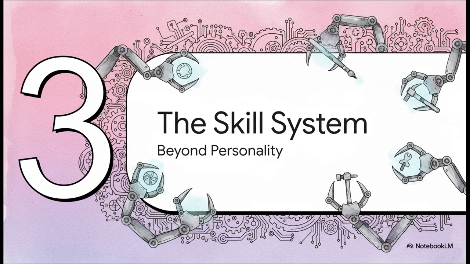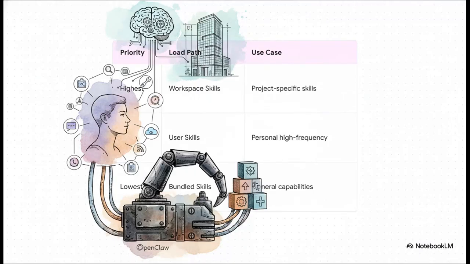Now let's talk about what it can actually do. And that is where the OpenClaw skill system comes into play. Skills are basically add-ons that give your agent new powers, and they load in a really logical order. At the bottom, you have the bundled skills that come with OpenClaw. Then you've got your personal user skills that are always available. And right at the top with the highest priority are work skills, which are just for a specific project.